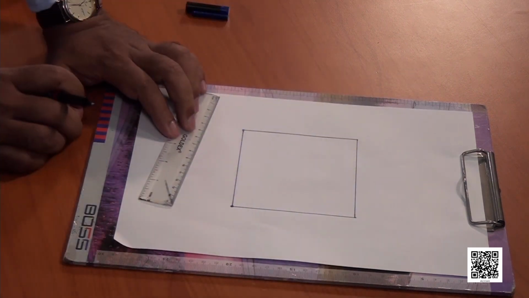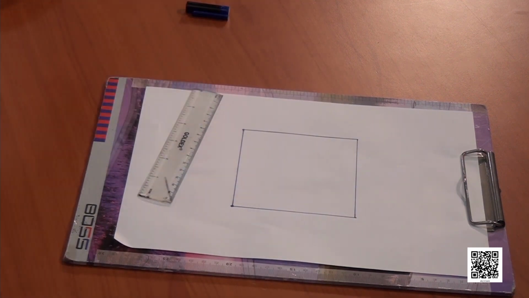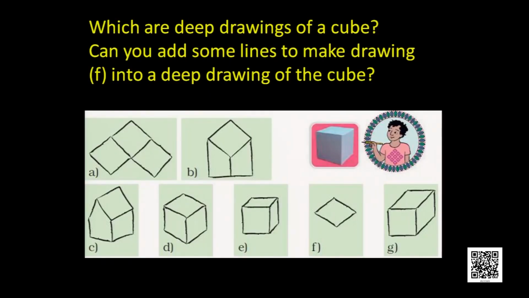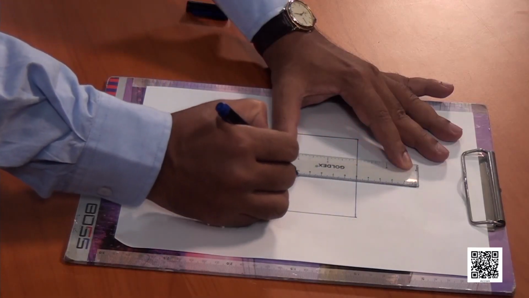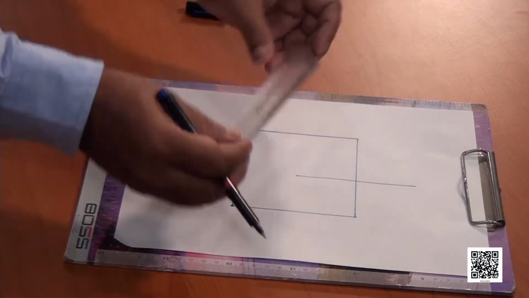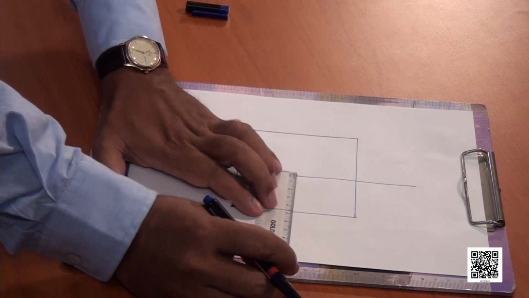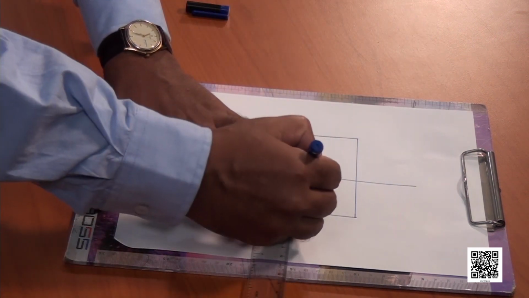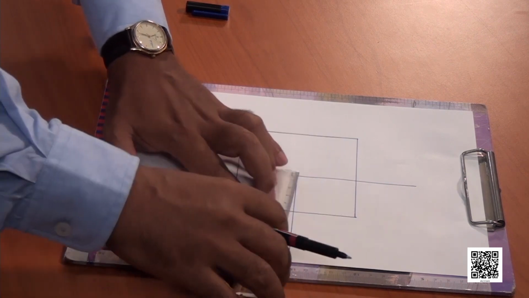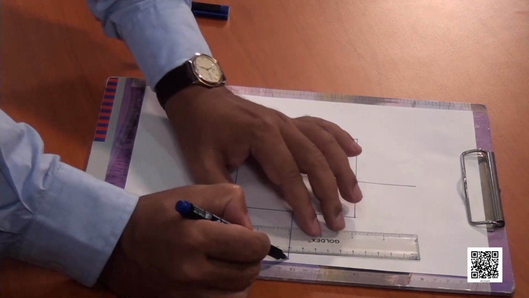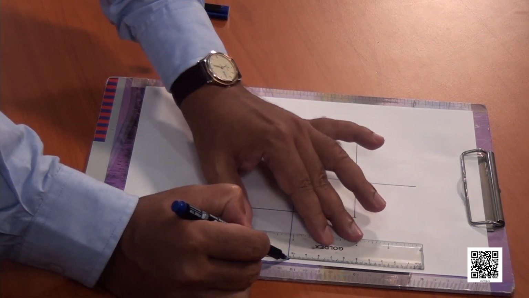This is the square. So, you see the figure, only one face is there. I have to draw other faces, or I have to draw the lines to make it a cube. I am drawing the edges of the cube.